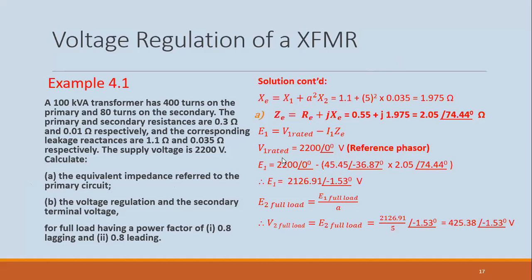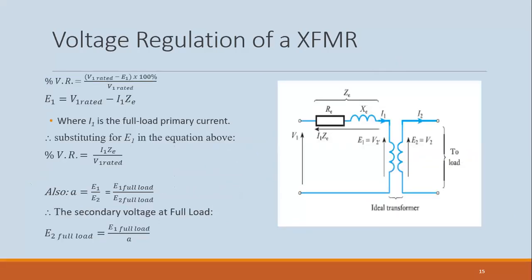All right. So we're going now. We want to find E1 here, because when we find E1, then we can find what E2 is. And remember, when you're doing your voltage regulation, you actually want to see what the secondary voltage is doing, right? So we're going to find E1 and divide it by the turns ratio to give me E2.